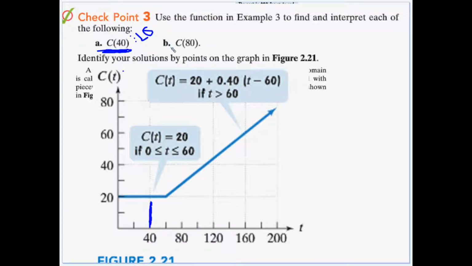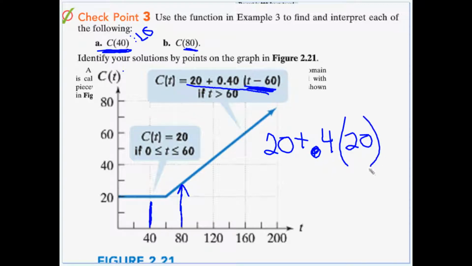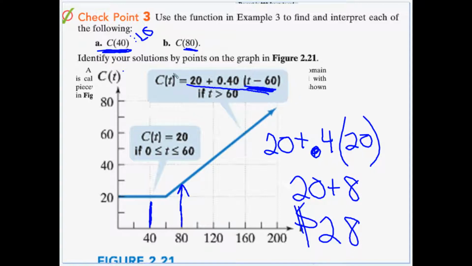C of 80, though, is a little different. Here's 80. Now we're going uphill on that. So that little formula right here is 20 plus 0.4 times t minus 60. Our t is 80. 80 minus 60 is 20. 0.4 times 20 is 8. So that becomes 20 plus 8, or 28 bucks. The flat rate was 20, and we did a few minutes over our 60 minutes, so we're paying a few more dollars for that phone call.